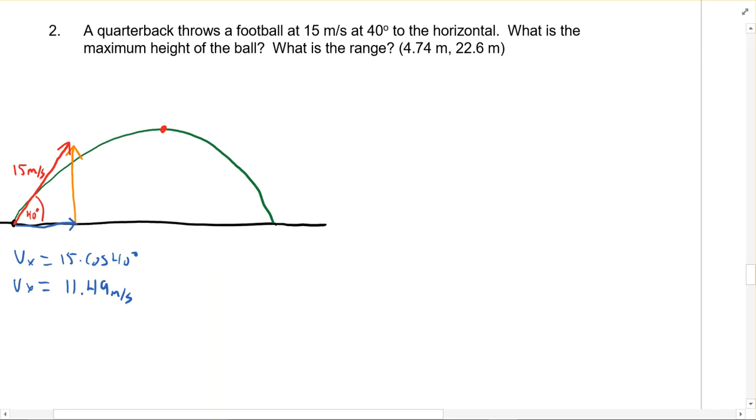Okay, Vi in the y direction, I did that backwards. Vi in the y direction is going to be the same thing, but just sine instead, because it's the opposite side. So it's going to be 15 times sine 40 degrees. So Viy is going to be equal to 9.64 meters per second. All right, so I've got the x and the y components of that velocity. Now let's make our table.